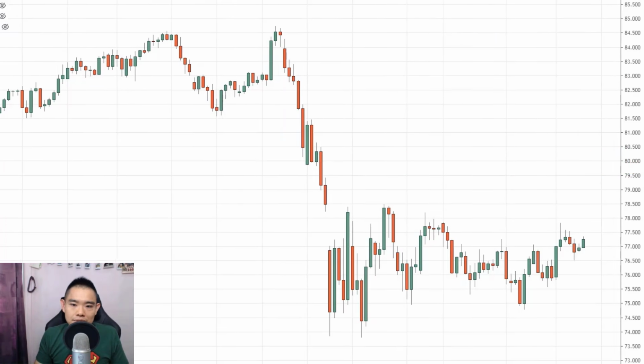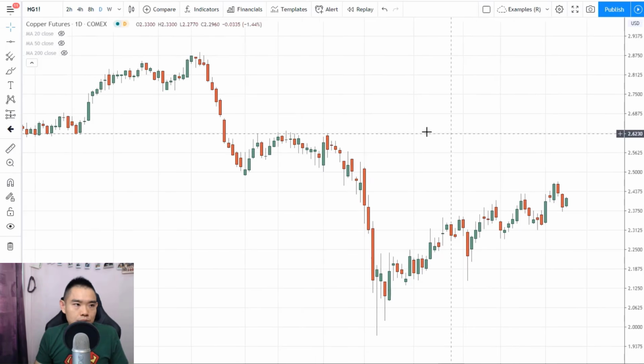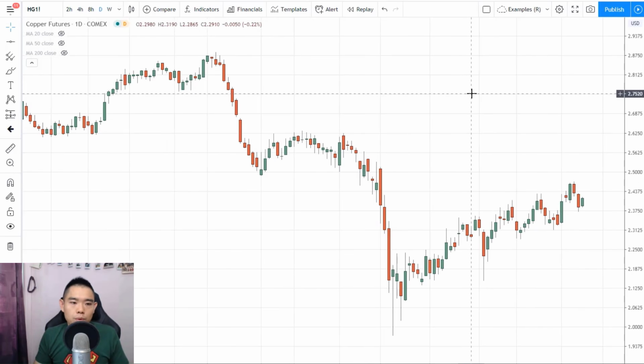One final example. Sounds good. Copper. So let's look at one final example. When you look at this chart, again, you're confused. Man, Rayner, I do not know whether I should be selling or buying.